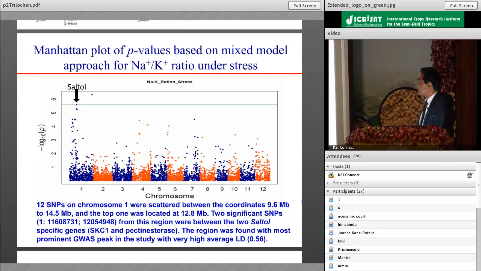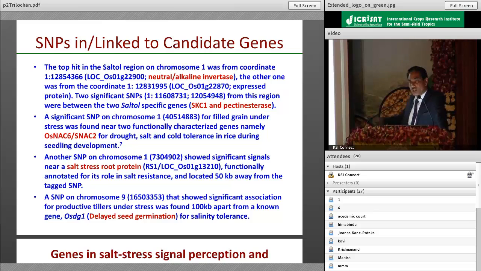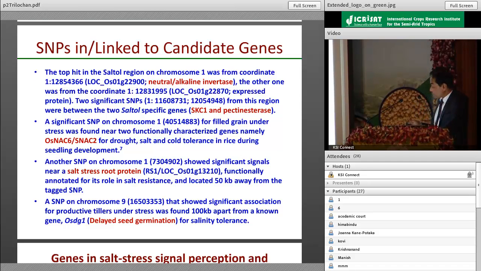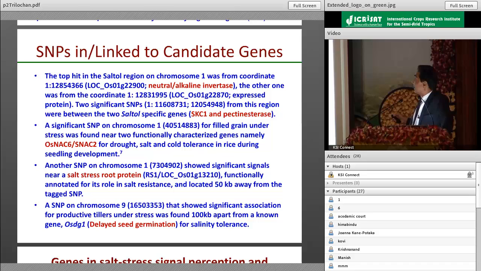And more than 12 single nucleotide polymorphisms showed very strong association in this region. And we know also that some of these loci correspond to candidate gene regions. For instance, on chromosome 1, as I said, there are the two known genes which are already cloned in addition to Saltol. And similarly, on chromosome 1, there was another which showed very strong association. It corresponded to NAC6 and NAC2, which are already implicated in drought, salt, and cold tolerance. And similarly, another one on chromosome 1, a salt stress root-specific protein, which has already been reported, and one on chromosome 9, which corresponds to delayed seed germination.